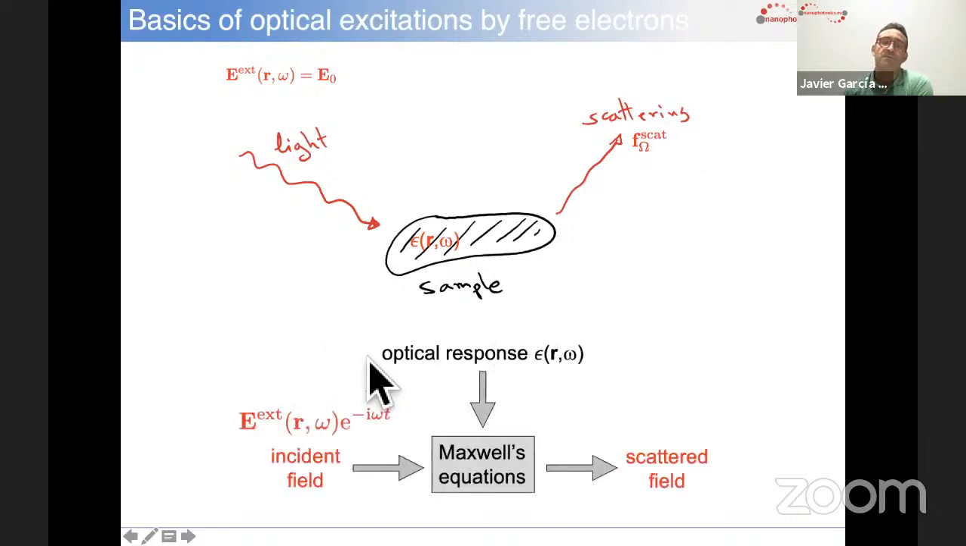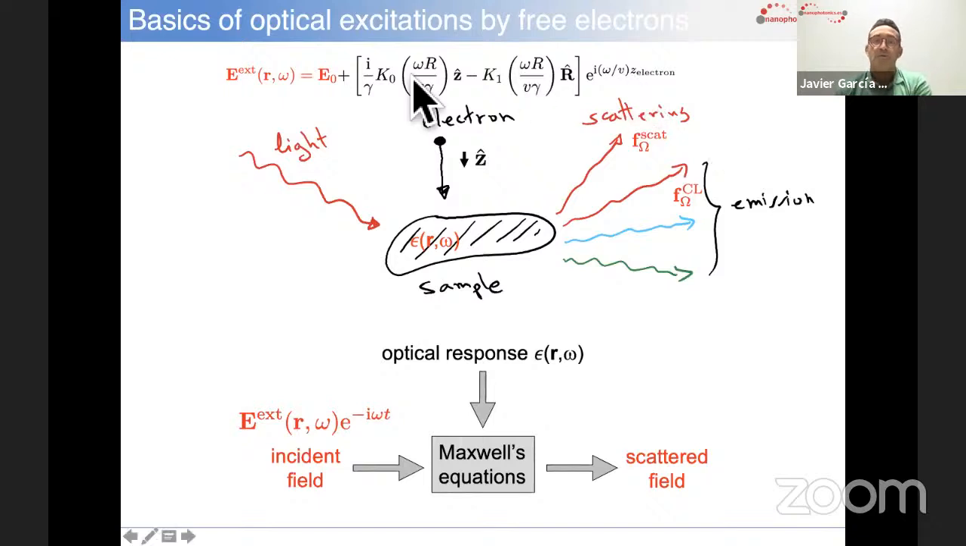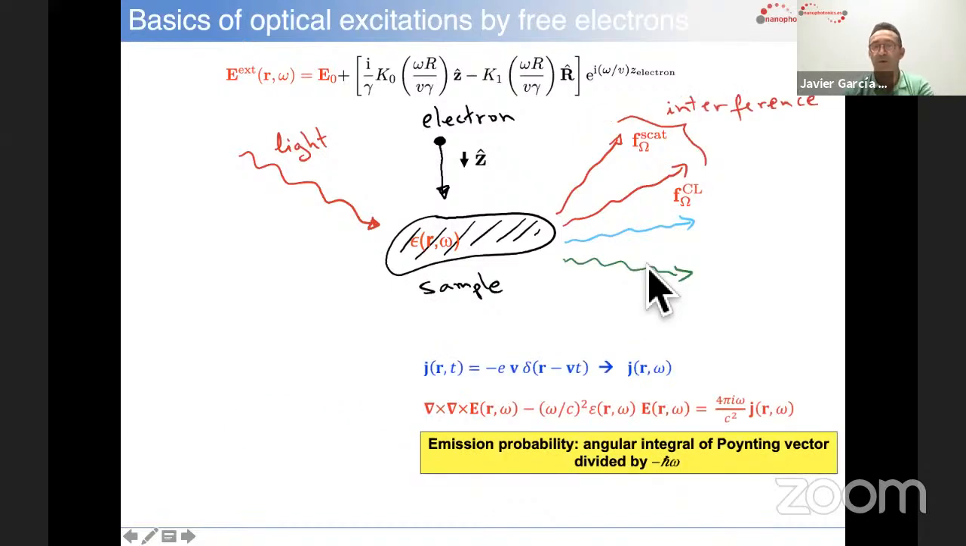Again, you have the response of the sample, and then you solve Maxwell's equations and you have the scattered field. What happens then when you combine the two of them? So you have an external field that is the light plus the electron, and then you have a scattering of the light plus emission, cathodoluminescence, from the electron. And then all of this, in principle, could interfere in the far field.